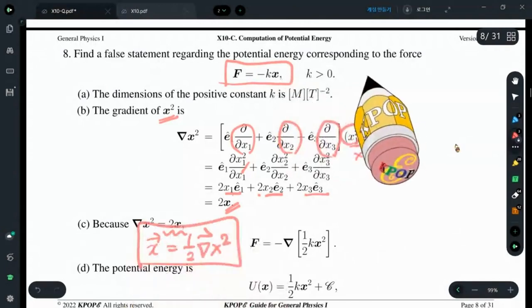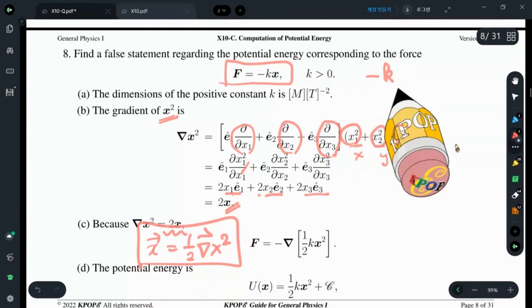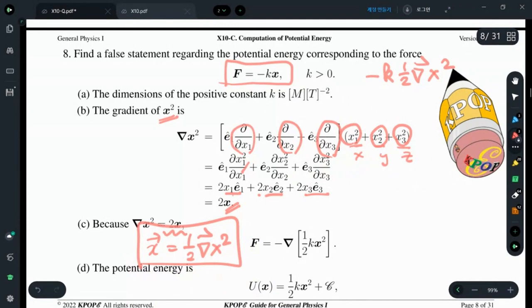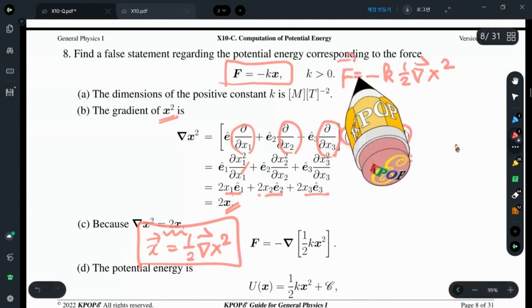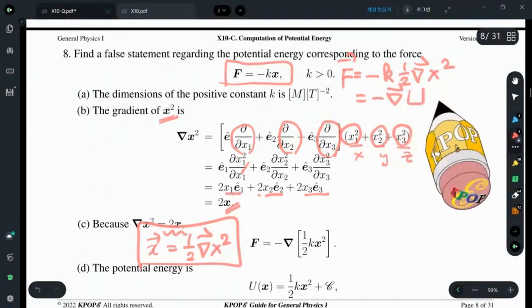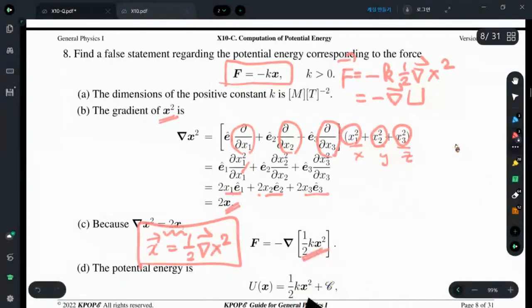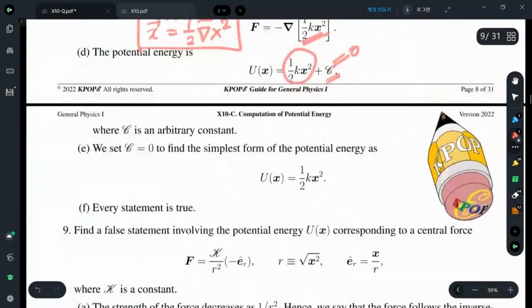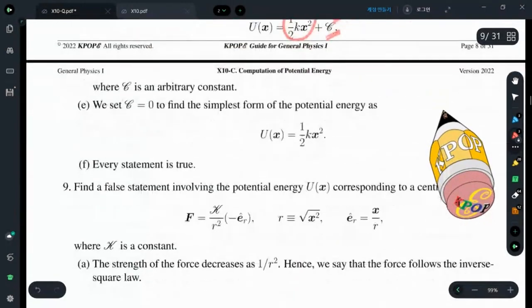Now we can replace this one. This is a minus kx, but that is a 1/2 gradient x squared. Now this is a force, and force should be written in the form minus gradient potential energy. Therefore, the potential energy is 1/2 kx squared, and I always have a freedom to choose the constant c, but the simplest choice is just to kill this. This c can be chosen to be 0. All right.